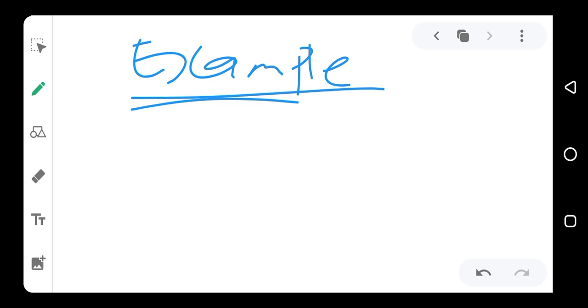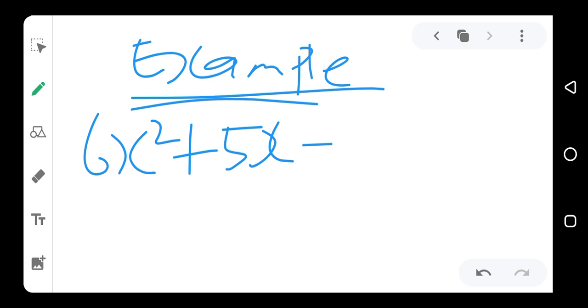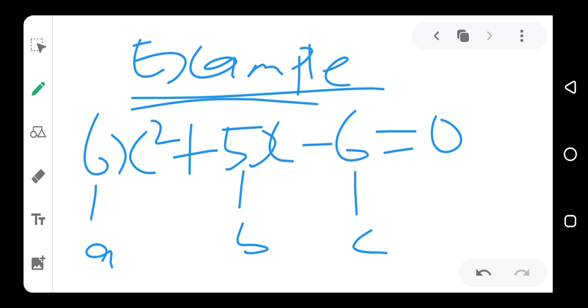Example 2. If you have another equation like 6x squared plus 5x minus 6 is equal to 0. This is a complex quadratic equation because a is not equal to 0. A is 6 here, this is a, this is b, and this is c.